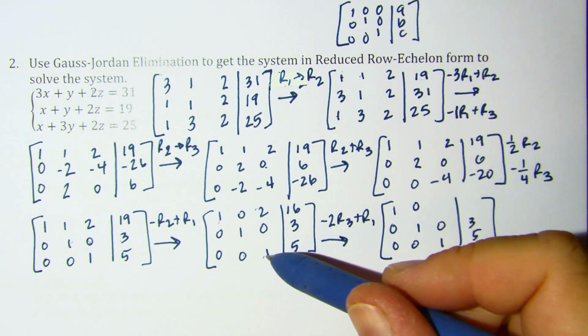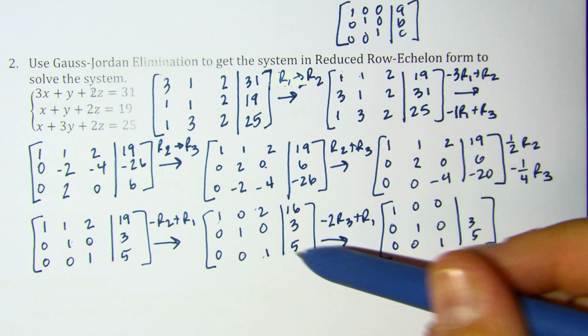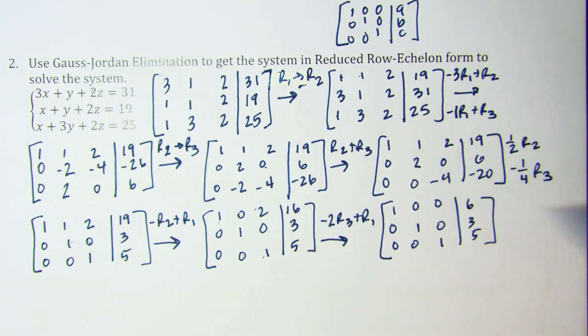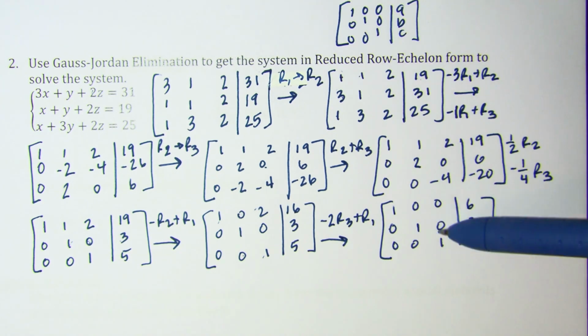-2 times 1 is -2. -2 plus 2 is 0. -2 times 5 is -10. -10 plus 16 is 6. And so this finishes out our matrix. Now it's in reduced row echelon form.